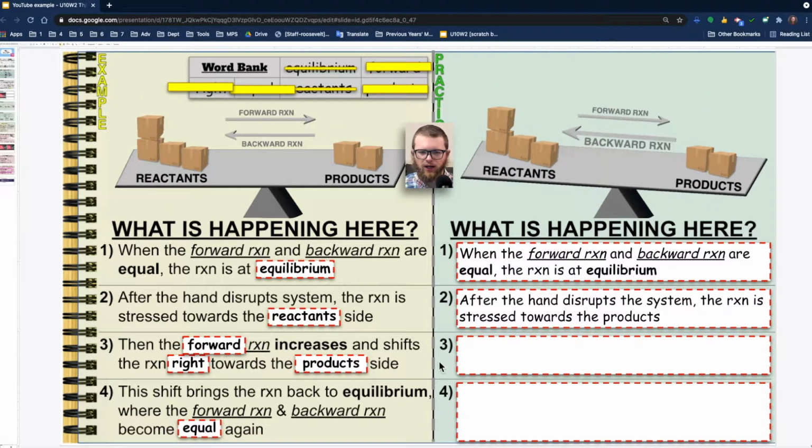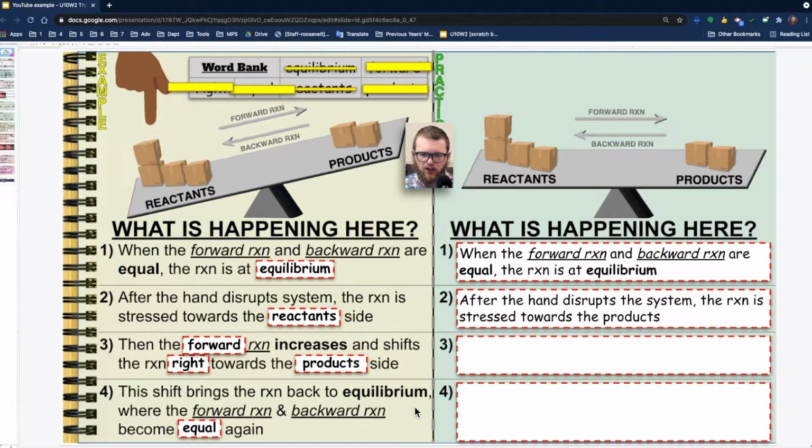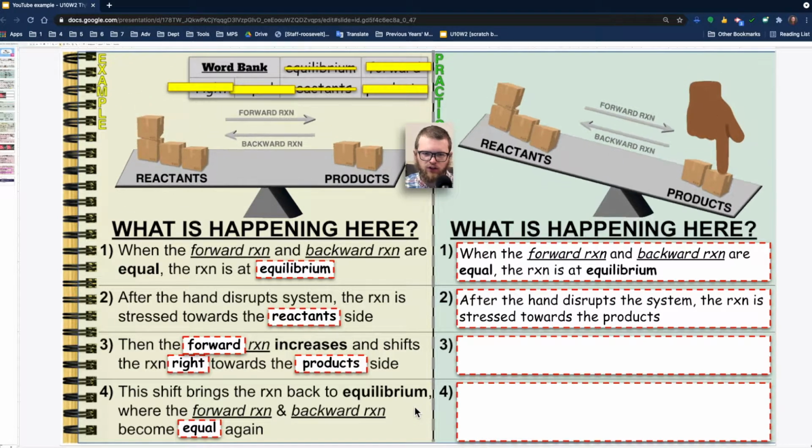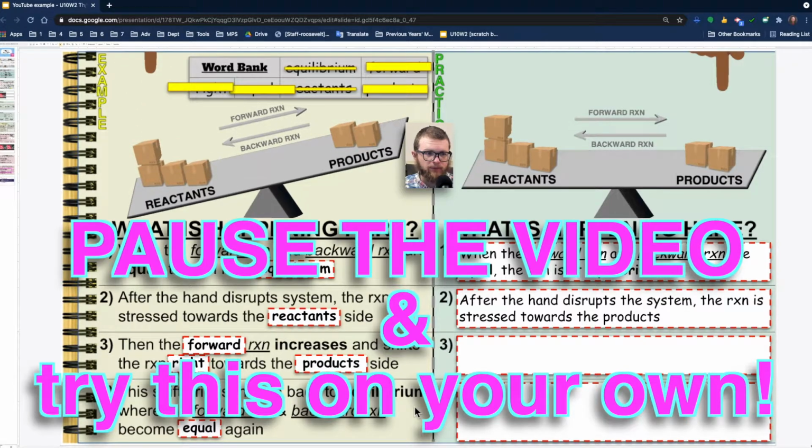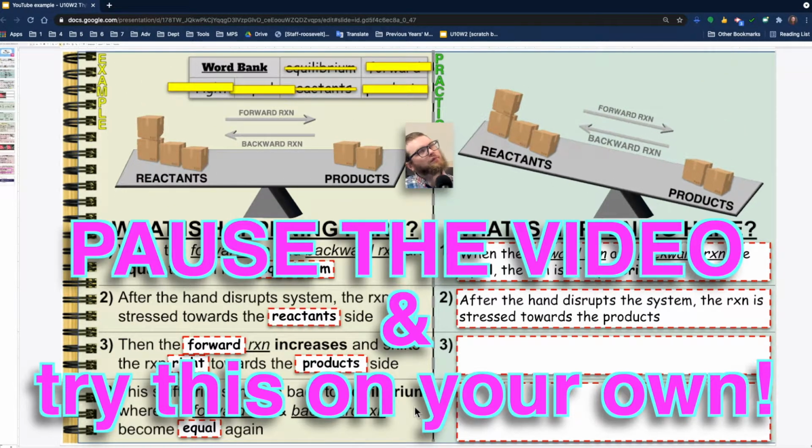So let's use some of the same language, some of the same ideas, maybe changing a couple words around to finish this slide. Pause the video now and finish if you haven't already.